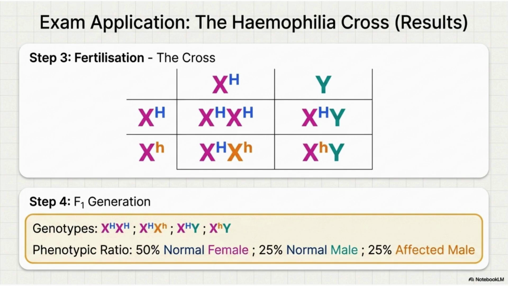The Punnett square shows all possible combinations. Think of it like a prediction grid, showing all the possible genetic outcomes. From this, we can see who will be affected, who will be carriers, and the chances of each outcome. This is where exam marks are often earned or lost. So take your time here.